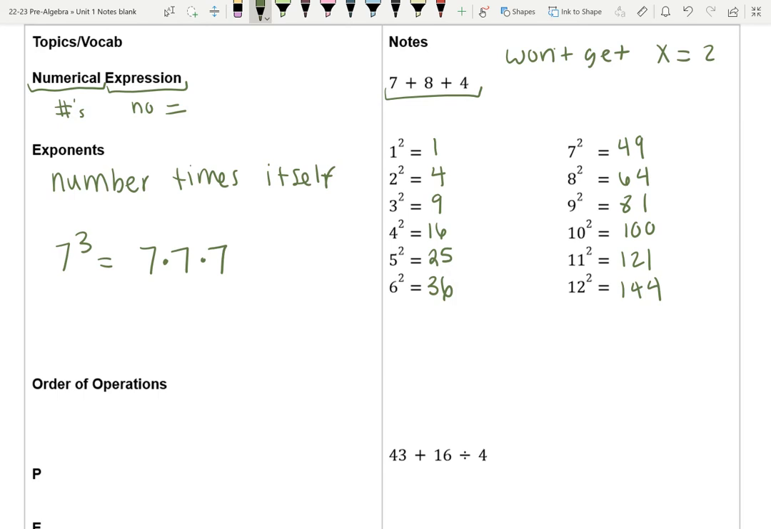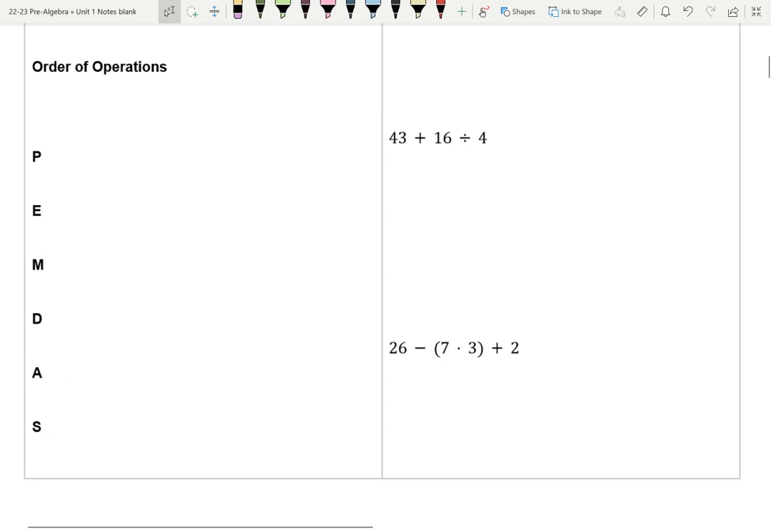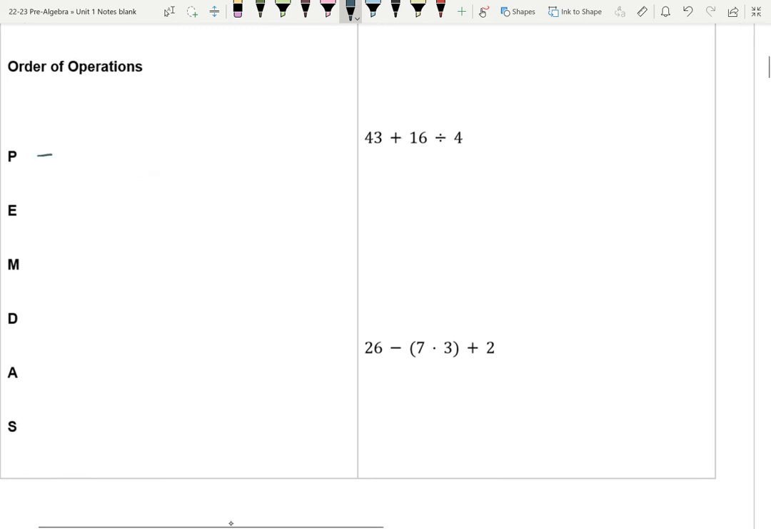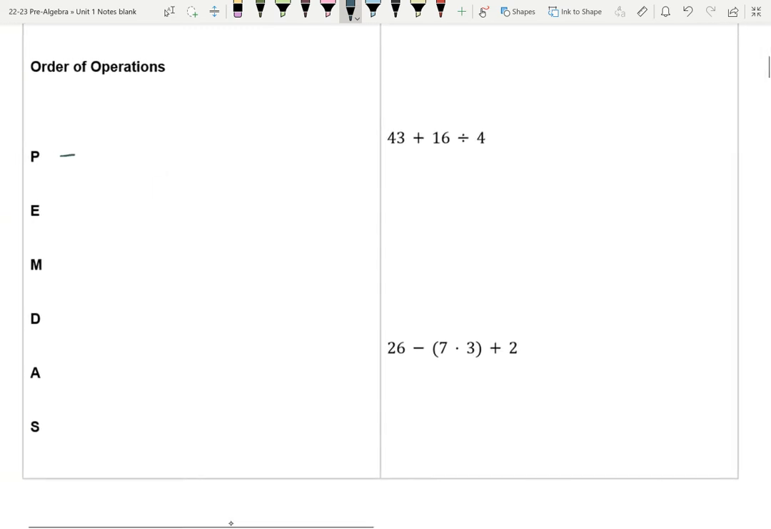So to do these operations here, we have to remember PEMDAS. If you haven't heard that before, we're going to go over what it means. So P stands for parentheses. So these, and sometimes before parentheses, we might have brackets like this. That's just another kind of parenthesis.